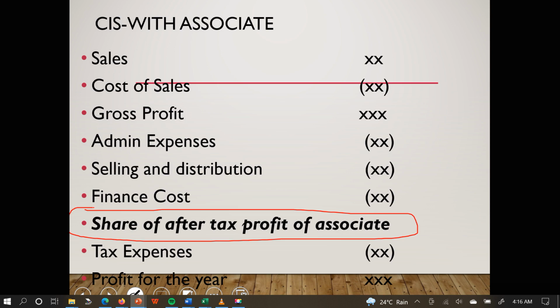One figure. You do not add associate assets. You do not add associate income. There is no associate sales included. You only show the associate as one figure in the consolidated financial statement.